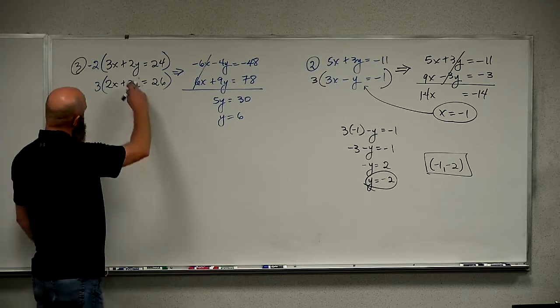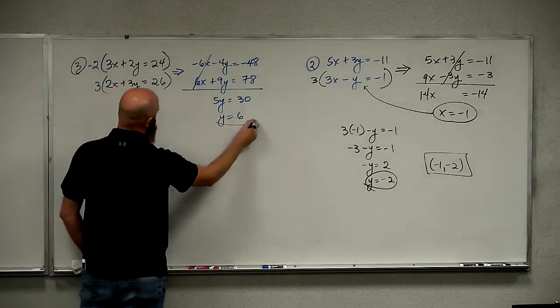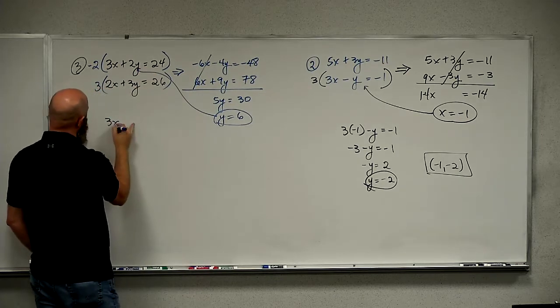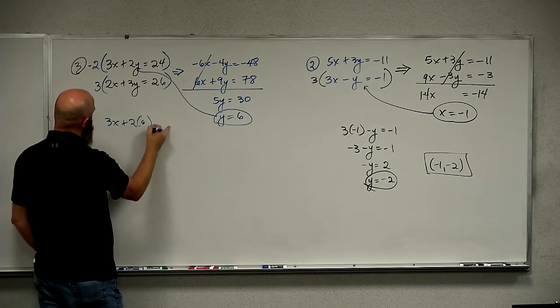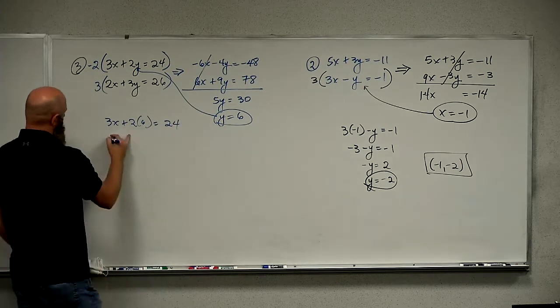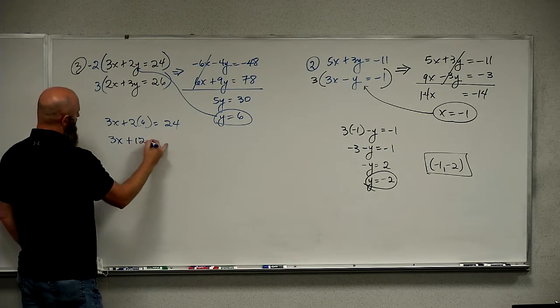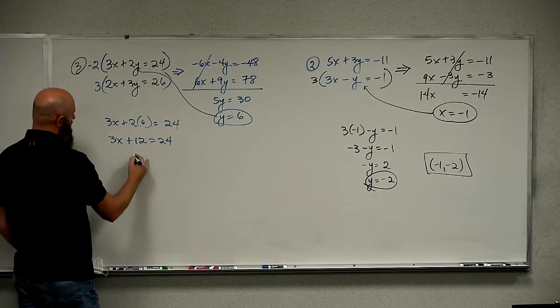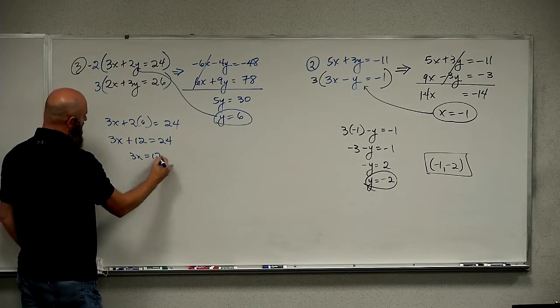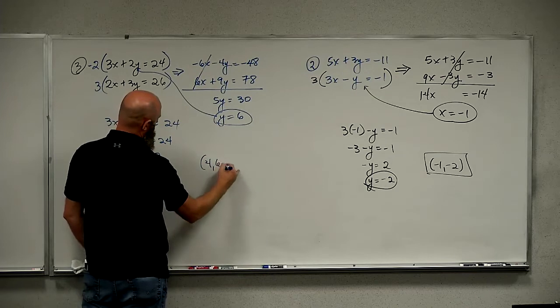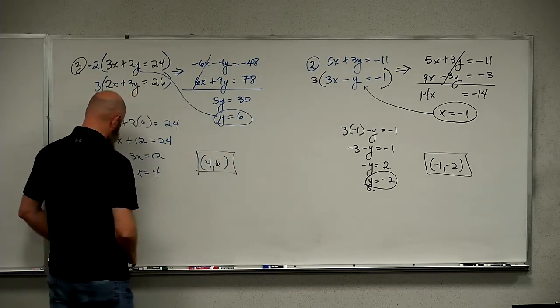Well, again, we can plug it into either one of the two equations. I'm going to go with the top one up here. So I'm going to take this and I'm going to plug back in up here. So 3x plus 2 times 6 equals 24. So 3x plus 12 equals 24. I subtract 12 from 24. So 3x equals 12. So x equals 4. So we get the solution (4, 6).